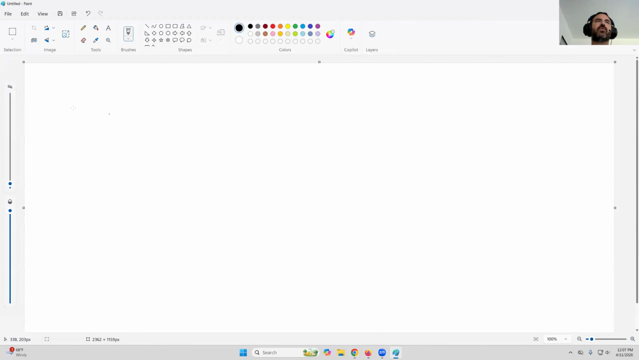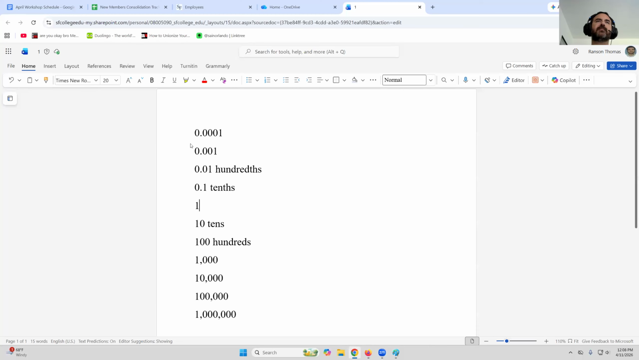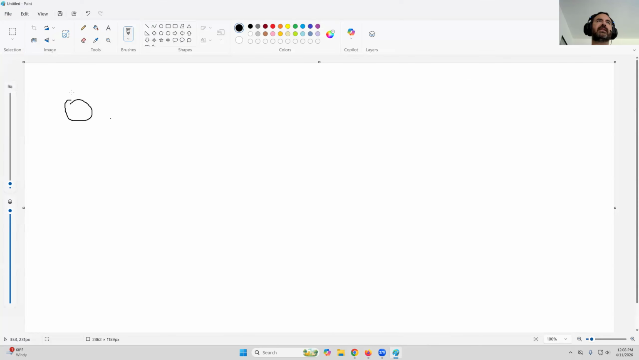When we talk about a whole, and my drawing is terrible, especially in Paint, this is a whole. That's a one, right? If we want to talk about the tenths, what if we have only 0.1 of something? That's like saying we take this circle, and I'm going to do a terrible job of it, but we cut it into 10 different sections, right?